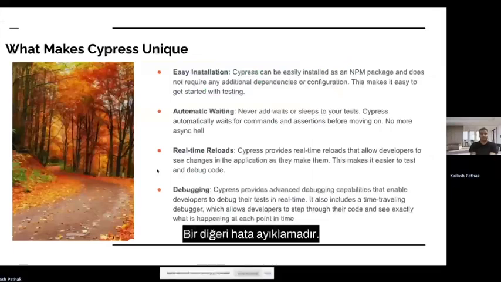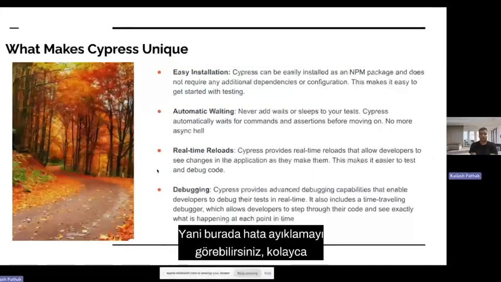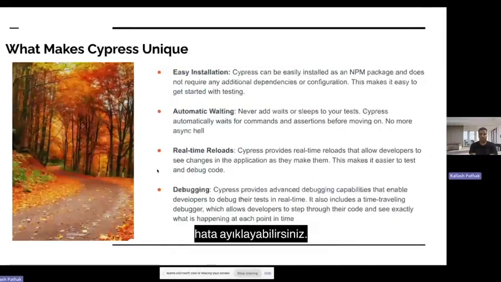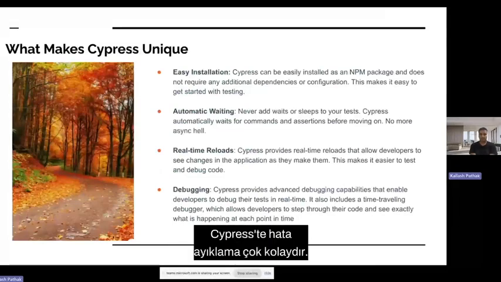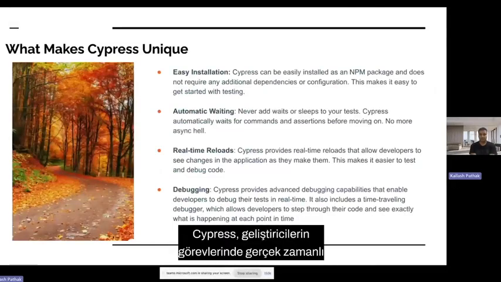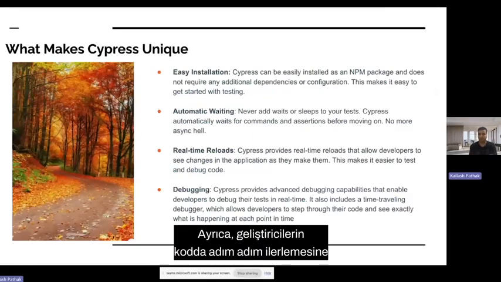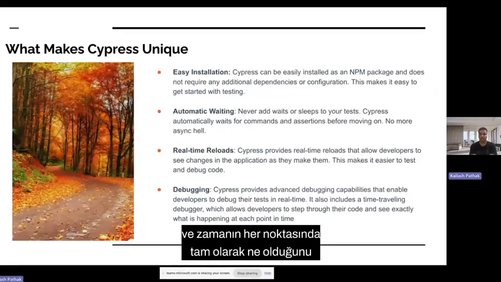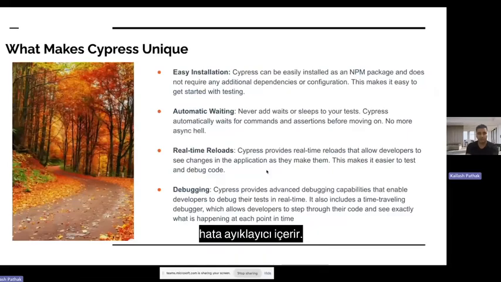Okay, another is debugging. Here you can see debugging. You can easily debug. In Cypress, debugging is very easy. Cypress provides advanced debugging capability that enables developers to debug their test cases in real time. It also includes a time traveling debugger, which allows developers to step through the code and see exactly what happened at each point in time.